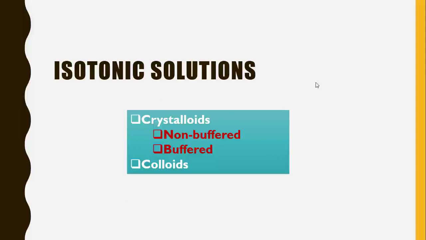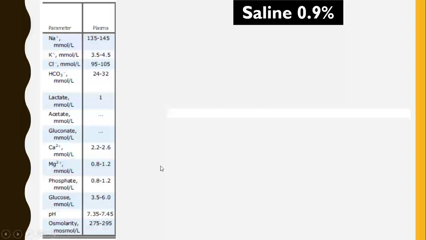The isotonic solutions. We have isotonic crystalloids, non-buffered or buffered according to the content of bicarbonate or alternatives to bicarbonate, as I will mention, and colloids. Let's start with the most famous one, the saline or sodium chloride, 0.9%.